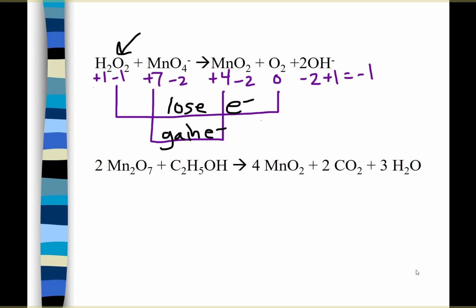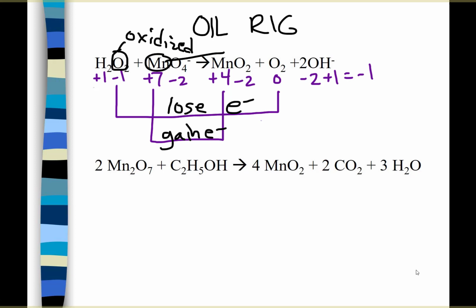And now let's assign what is oxidized and what is reduced. So remember, oil rig. So oxidation is losing, reduction is gaining. So that means that my oxygen right here, just the O, this is oxidized. And my Mn right here, this is reduced. All right, let's move on to the next one. Go ahead and stop the video and see if you can figure this out on your own to see what is oxidized and what is reduced.